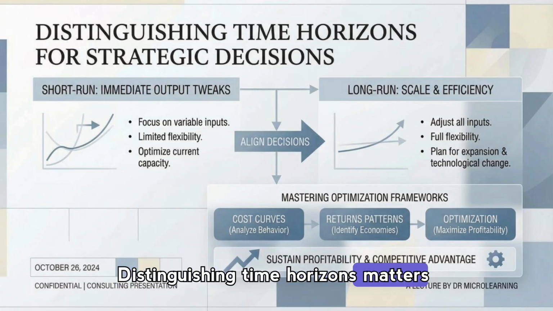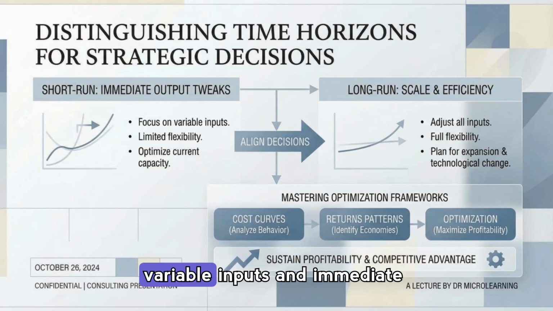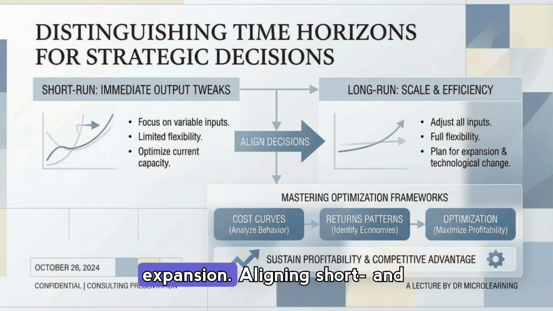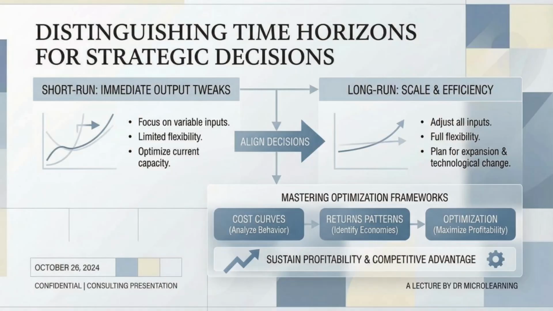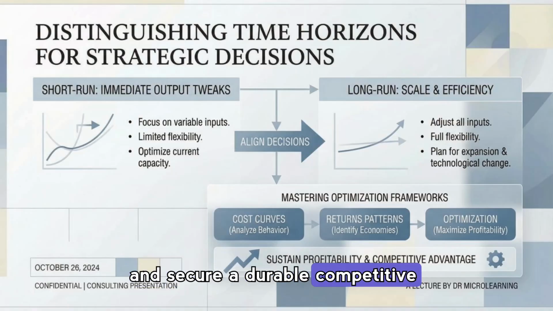Distinguishing time horizons matters for strategic decision-making because short-run actions focus on variable inputs and immediate capacity tweaks, while long-run choices adjust all inputs and plan for technological change and expansion. Aligning short and long-run decisions requires mastering cost curves, return patterns, and optimization frameworks to sustain profitability and secure a durable competitive advantage.